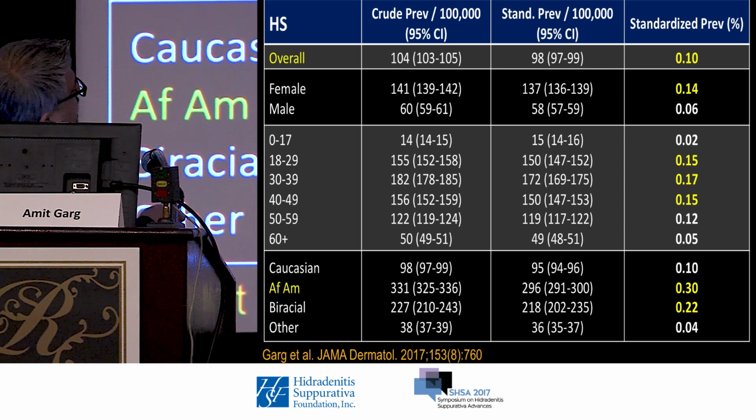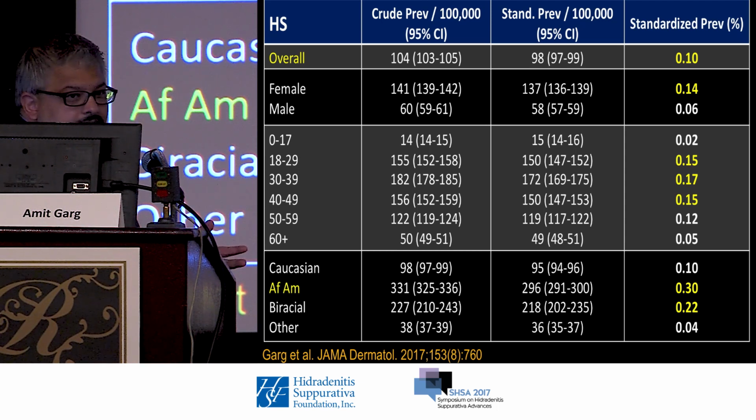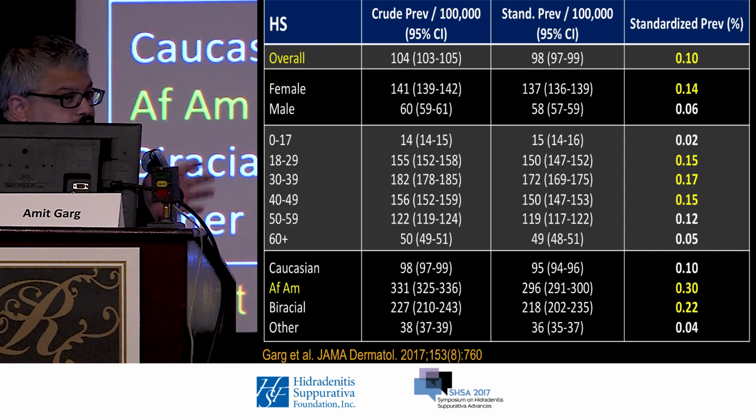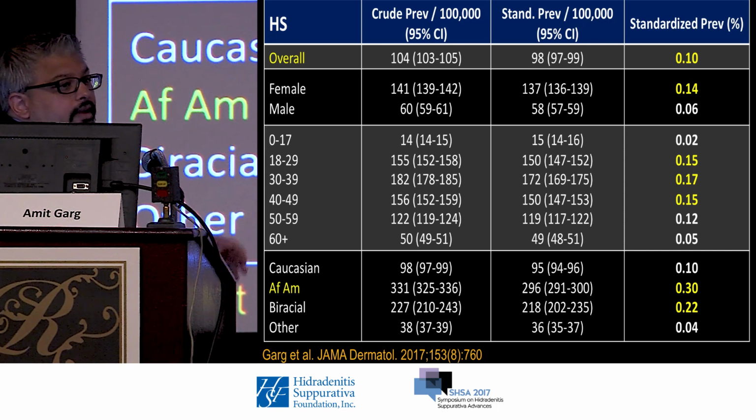So this is our crude data. This is the data that we actually got from our database. And this is when we standardized it to US Census data. This prevalence is a standardized prevalence, standardized to census data. What we found is an overall prevalence of 0.1%, which is almost exactly what they found in a smaller area in Mayo, in Olmsted County. And not so surprisingly, we see the overall prevalence to be between 2 and 3 times greater in women than in men. Here are the age groups that we have known HS to predominantly affect.